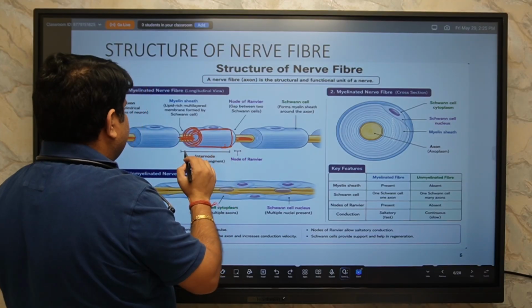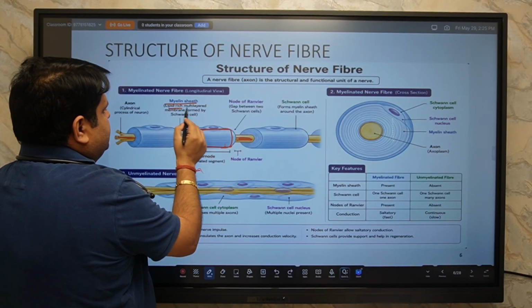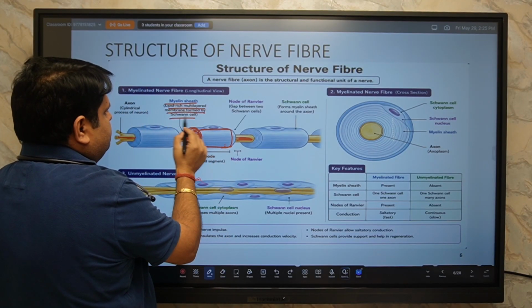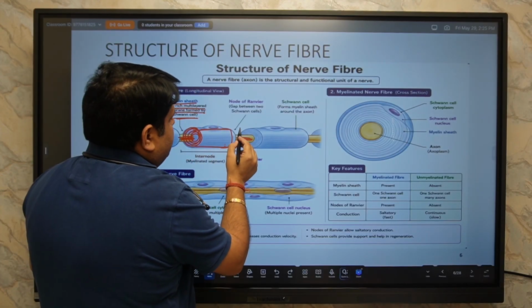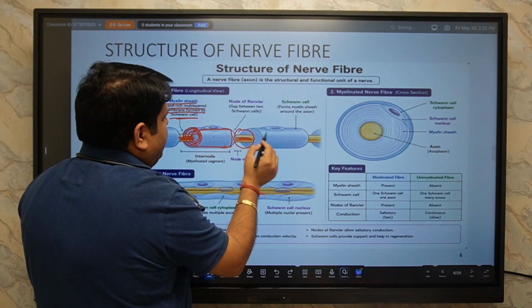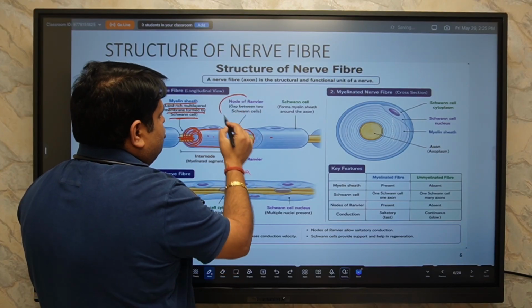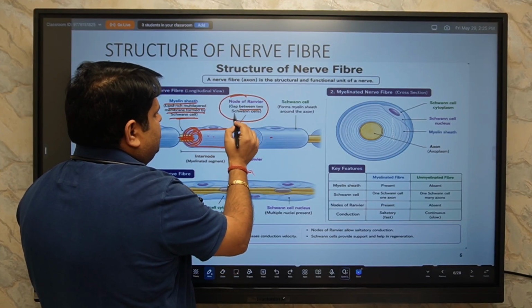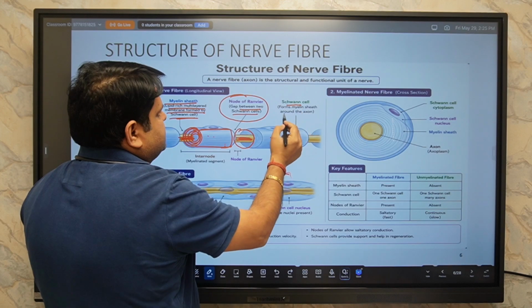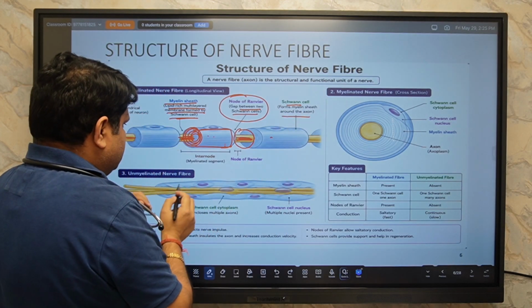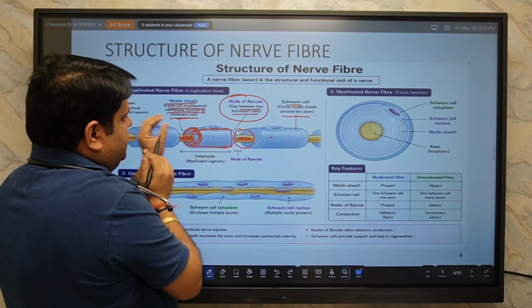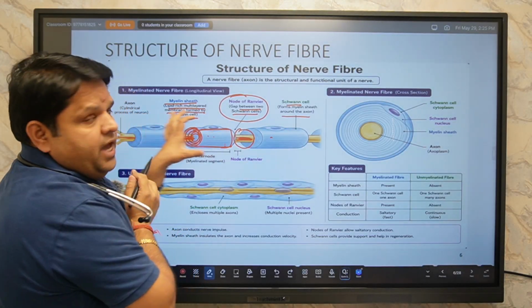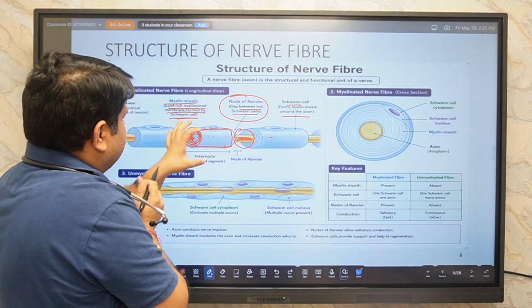So what is the role of the myelin sheath? Myelin sheath is a lipid-rich multi-layered membrane formed by the Schwann cell. It covers the axon in a myelinated nerve fiber. The gap between the myelin sheaths is the node of Ranvier, the gap between two Schwann cells, and Schwann cells form the myelin sheath. So basically in a myelinated fiber there is a layer around the axon. This is the myelin sheath.